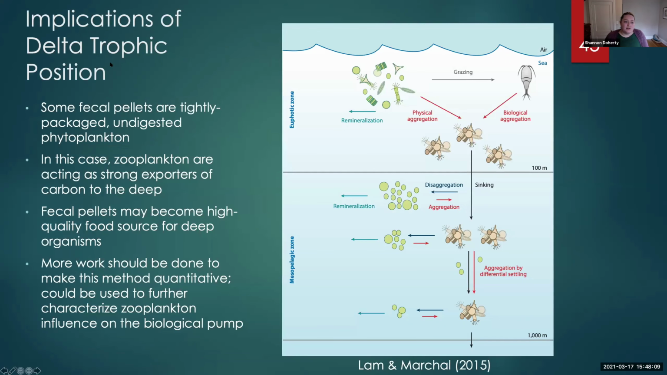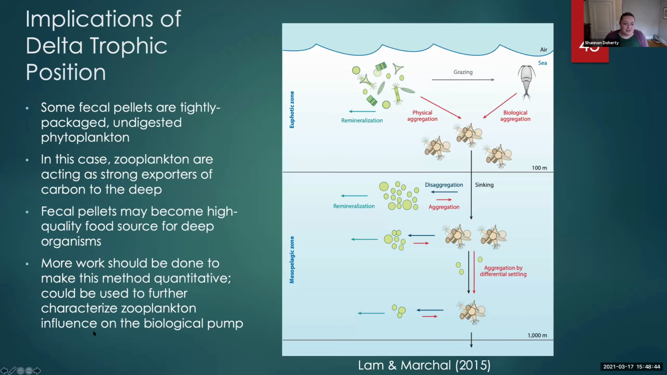So to summarize the implications of this delta trophic position, we found that some fecal pellets are, in fact, tightly packed, undigested phytoplankton. And in this case, zooplankton are acting as strong exporters of carbon to the deep ocean. And another effect of this is that these fecal pellets, which are full of very high quality food, now being exported to the deep, can become a high quality food source for deep water organisms living deeper in the water column.